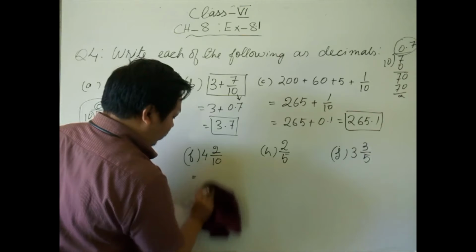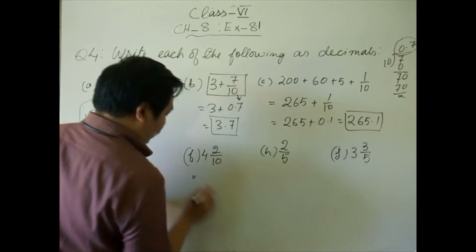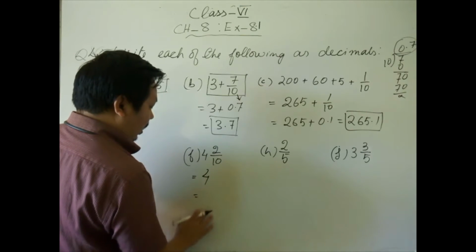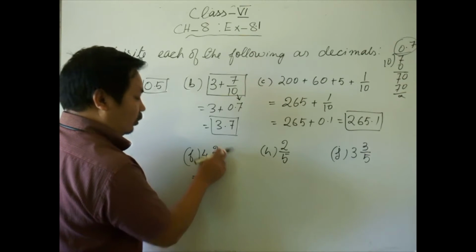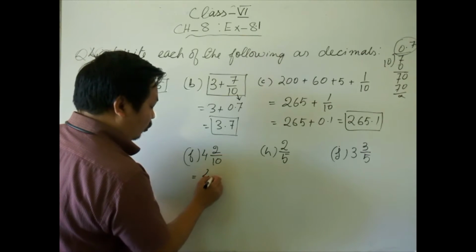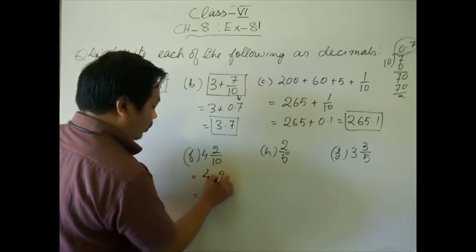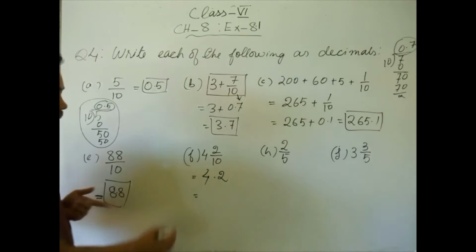If you are confused with the plus, 4 is 4 here. What is this? 2 by 10 means 0.2. 0.2 means 0.2. Like this also.